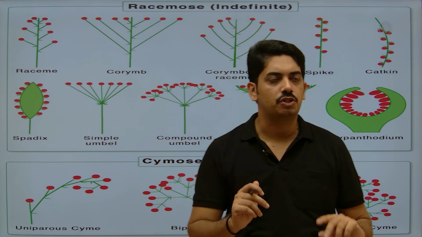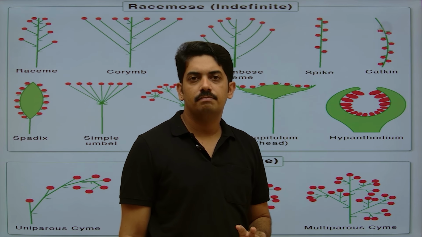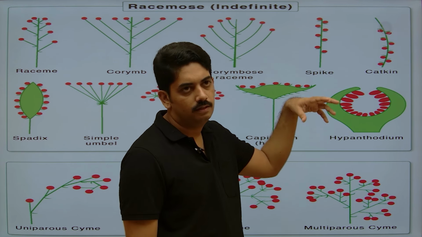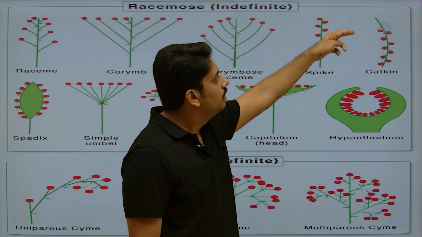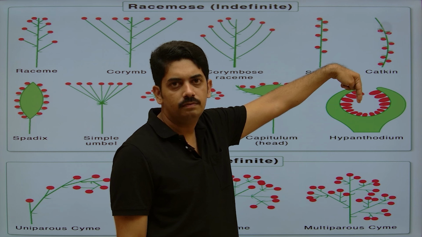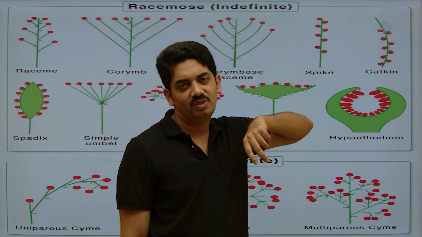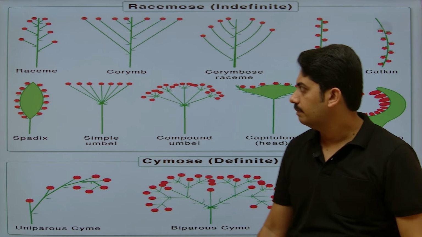Again, they are branched. Catkin inflorescence. The best example is mulberry inflorescence. Here there are some ornamental plants also. The inflorescence is hanging downwards. It looks like the tail of a cat, so it is called catkin inflorescence. Okay, so these are some of the examples.